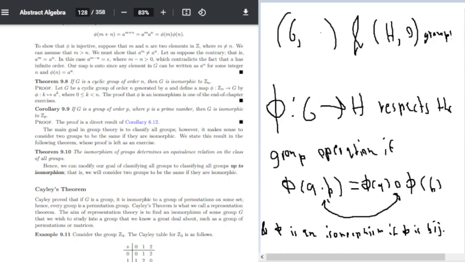Corollary 9.9. If G is a group of order p, where p is a prime number, then G is isomorphic to Z sub p. Proof. The proof is a direct result of Corollary 6.12.